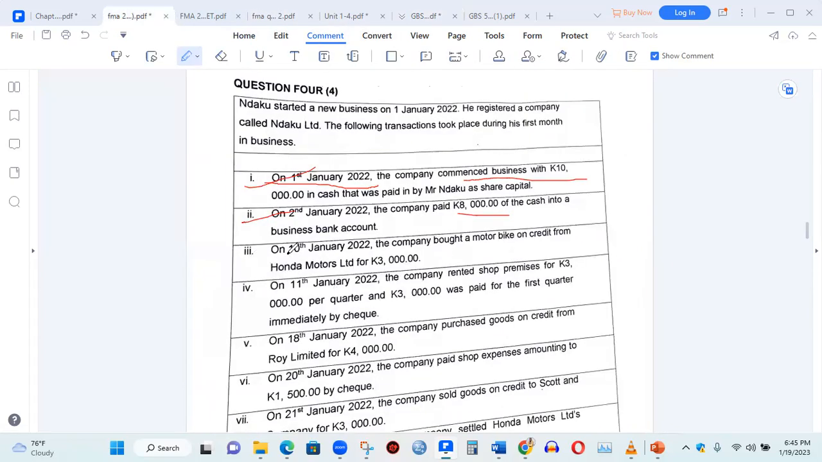Okay, so here they bought a motorbike on credit from this company. So the motorbike was receiving and the Honda was actually giving out. So on the 10th January 2022, the company bought a motorbike on credit from Honda Limited for that amount. So we are supposed to look at these two compositions as we get down to anything else that we are supposed to do. All right, so this is just about what is going on.